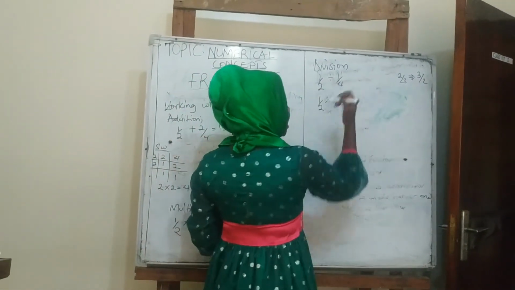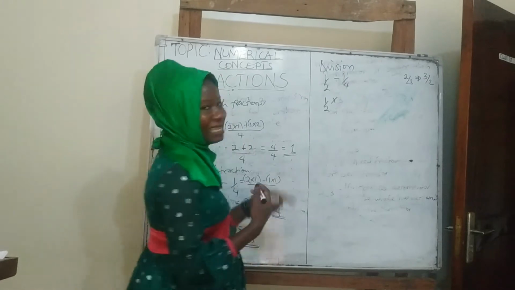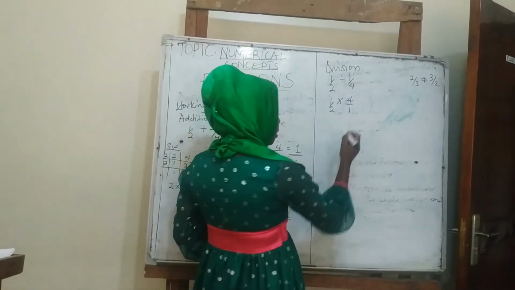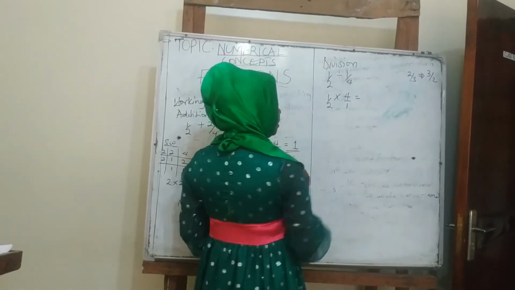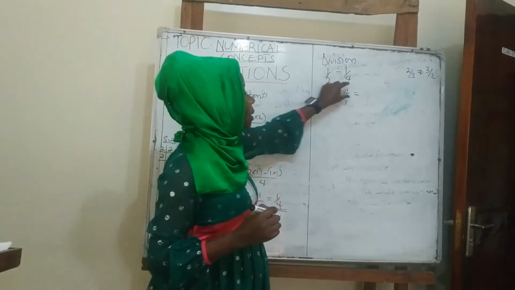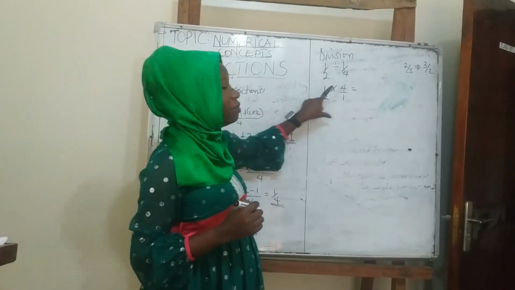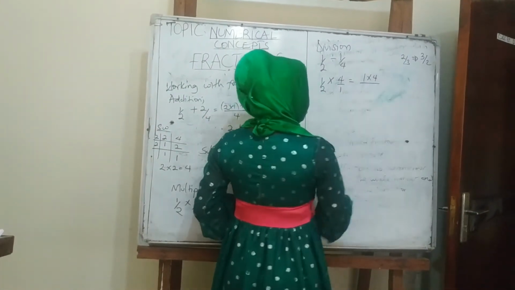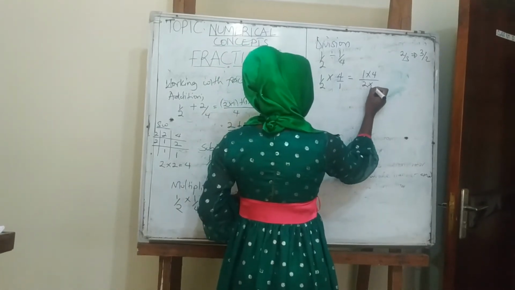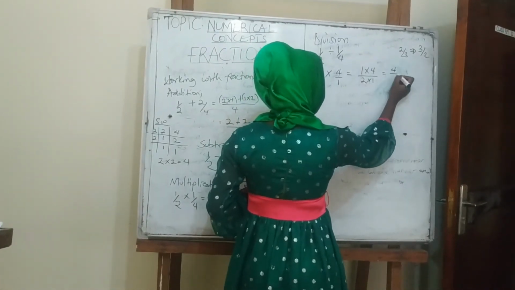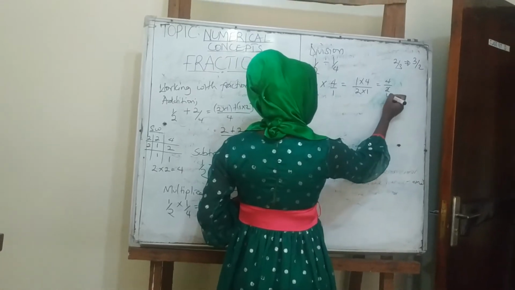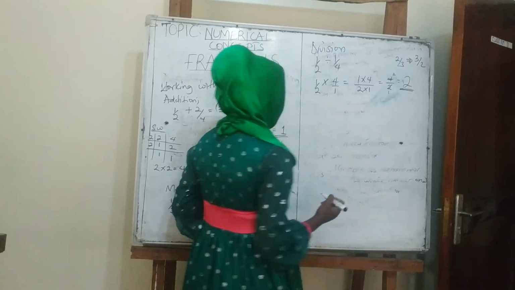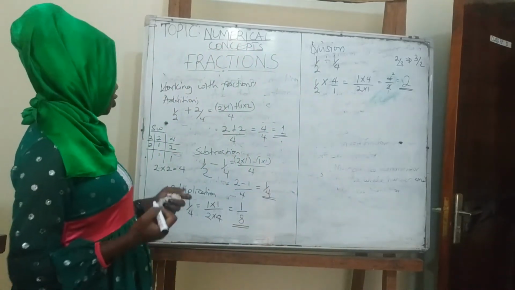I had 1 out of 4. The reciprocal is interchanging, and I'll have 4 out of 1. This gives me, like we say, multiplication. Multiply the numerators alone and the denominators alone. I have 1 times 4 divided by 2 times 1. This is 4 out of 2. Of course, by 2, 1, by 2, 2, and my answer is 2. That is division of fractions.